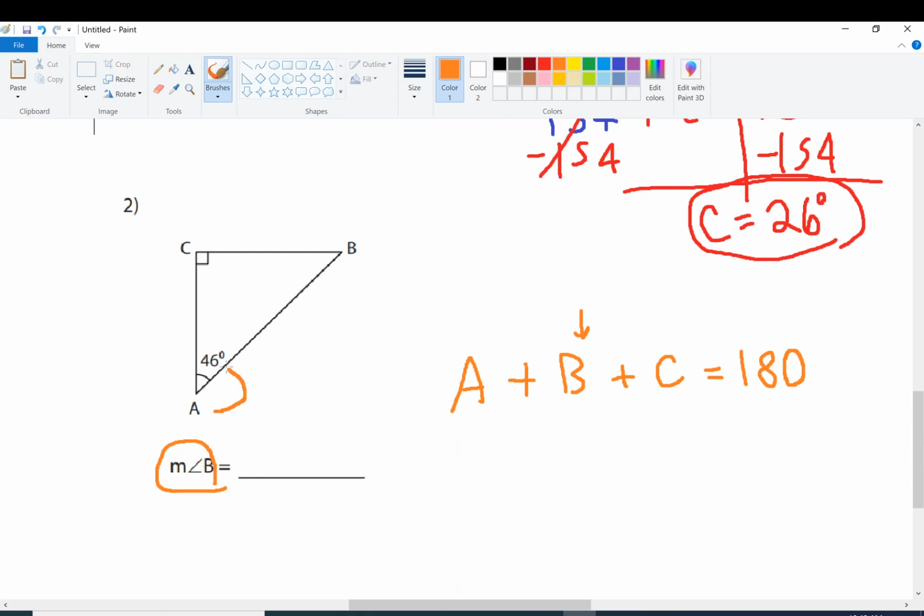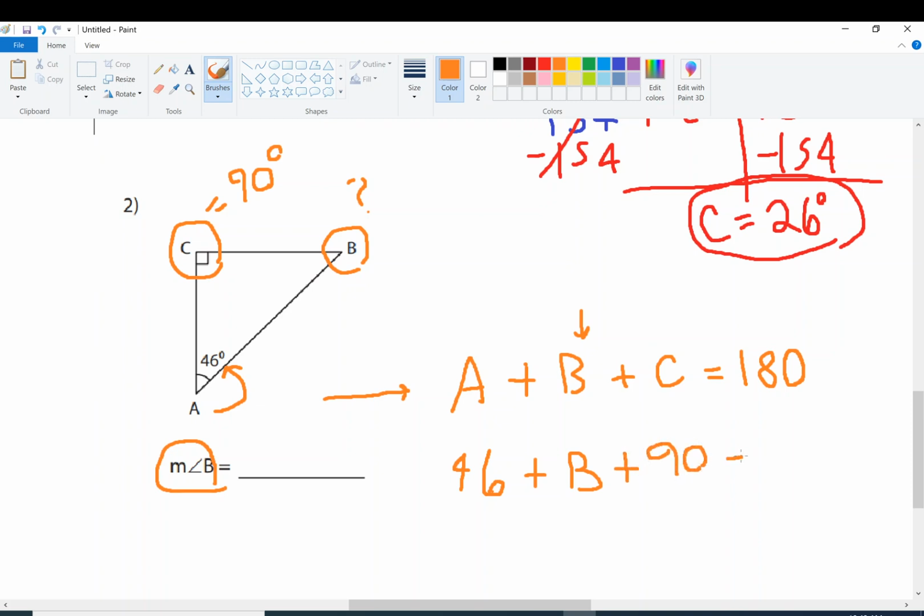Angle A is 46 degrees, and you may be like, okay, that's the only one I know, right? Well, whenever I have a square box on an angle, that means it's equal to 90 degrees. So that square box right there means it's equal to 90 degrees. So C is equal to 90, and B is the one that I don't know. Let's start plugging these in. A is equal to 46, so I put 46, plus B, I don't know B, so I'm going to leave B as B, plus C is equal to 90, and it's equal to 180 degrees.